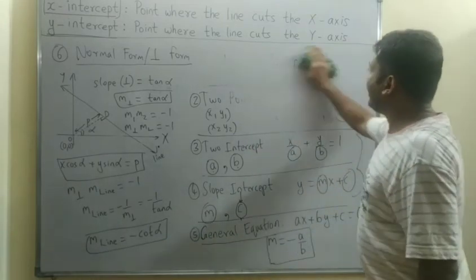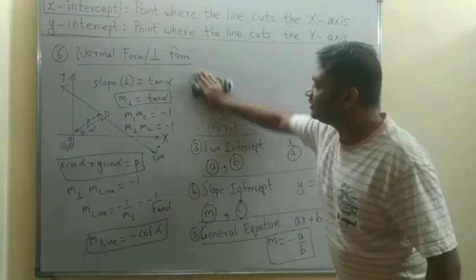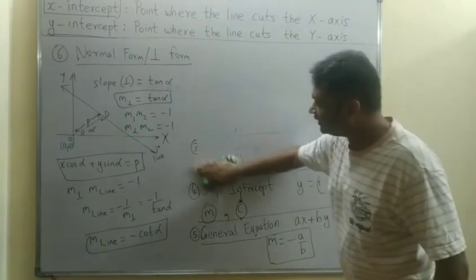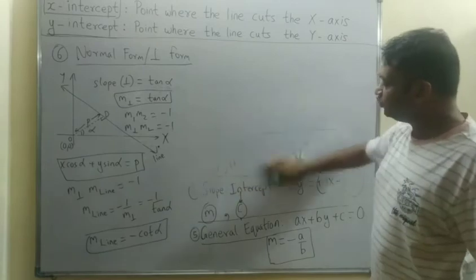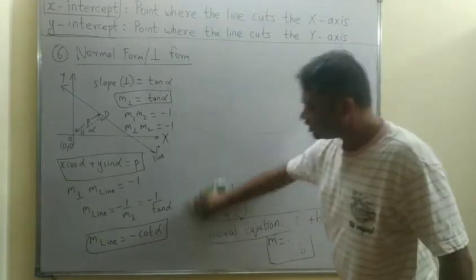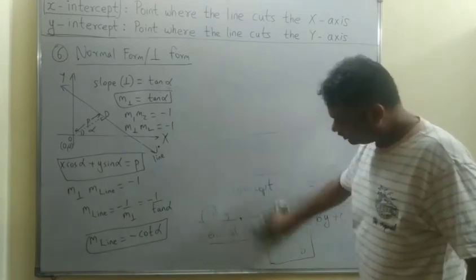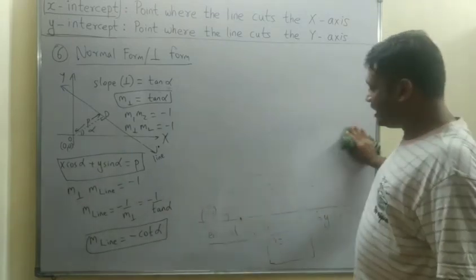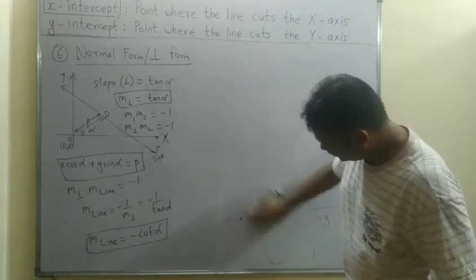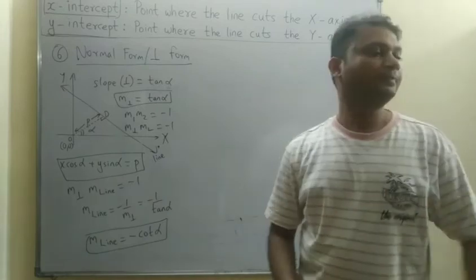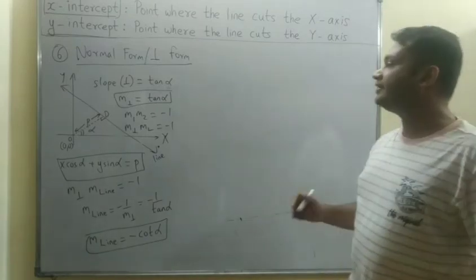So now let us find the equation of this straight line. How will we find the equation of the straight line? For that we have to use one of the forms which we discussed. Either we will use slope point form or two-point form or double intercept form or slope intercept form or general equation. So one of the equations we will use. Which one? Let us decide.